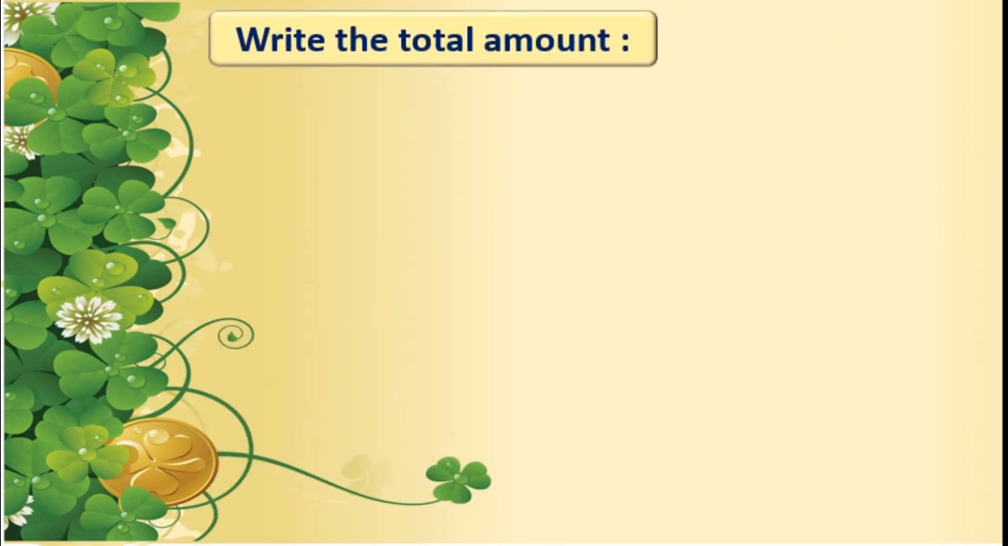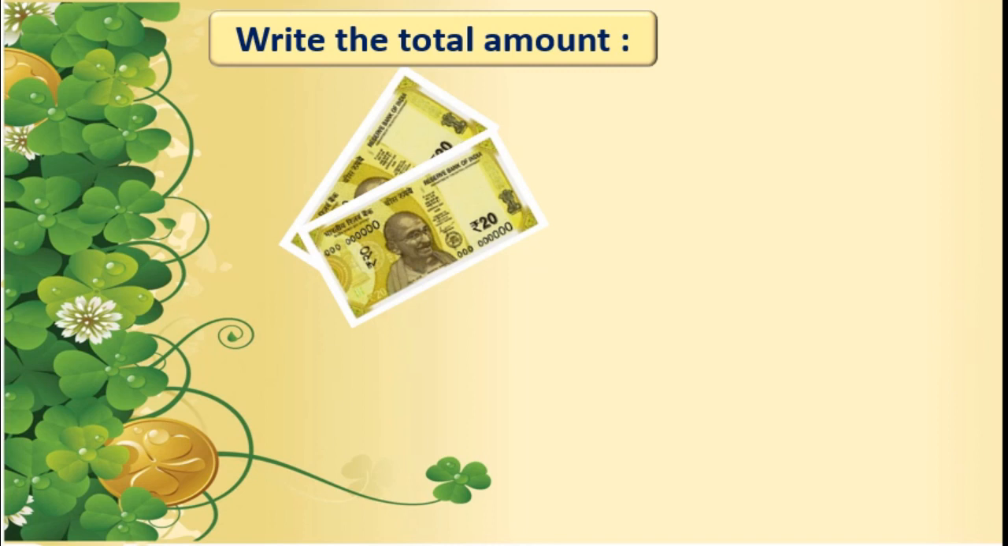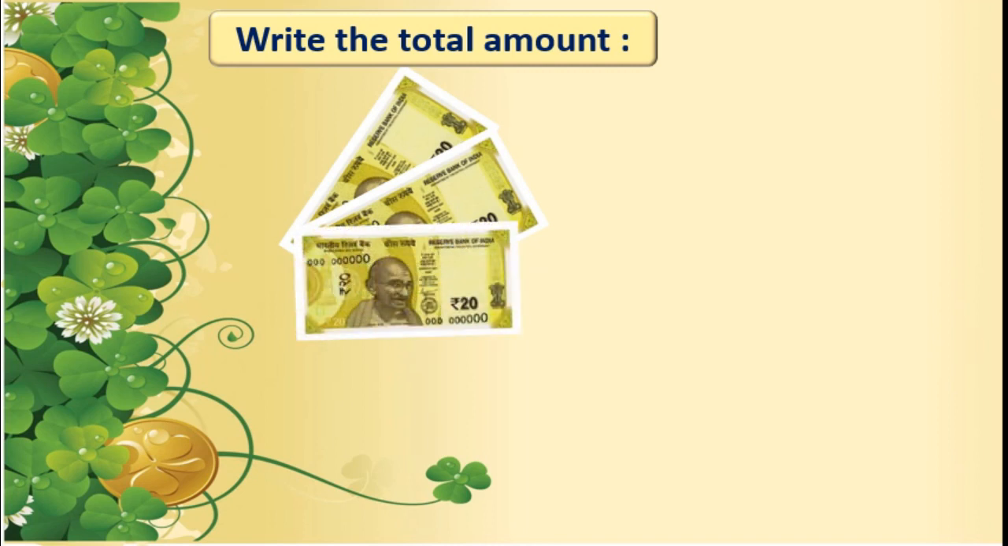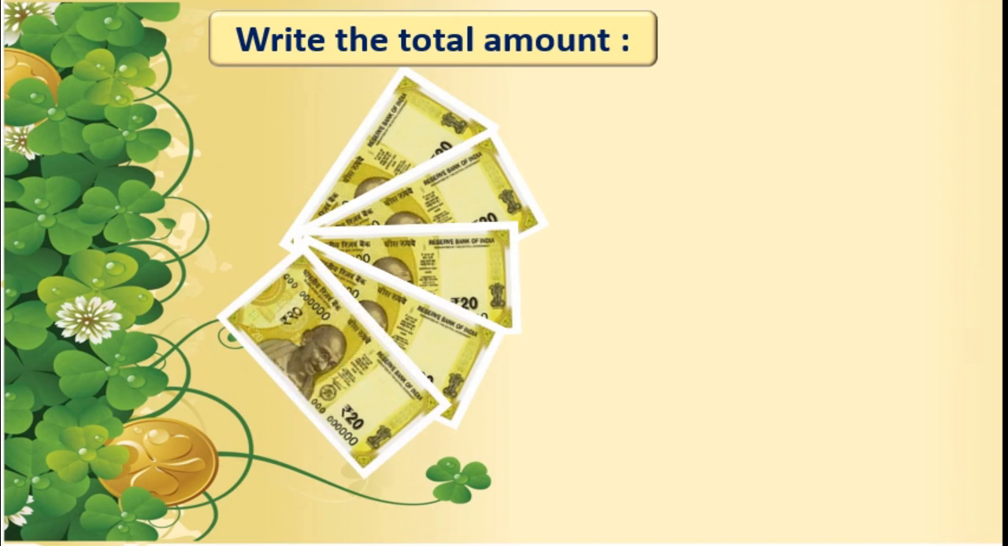Now write the total amount. Here we will see some notes. Go on counting the notes. Okay, this is a 20 rupees, one note. This is 20 rupees second note. 20 rupees third note. 20 rupees fourth note. 20 rupees fifth note. What is the total amount? Yes, 20 rupees, 5 notes together make rupees 100. Isn't it? Yes, you are right.